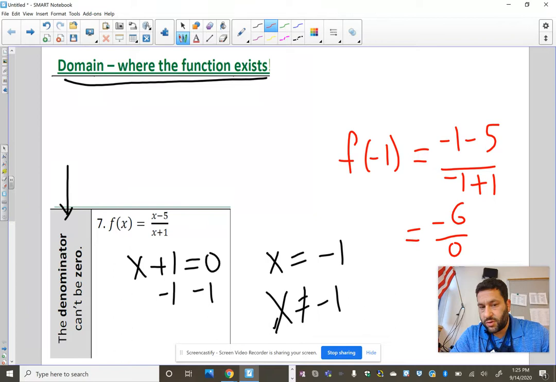So the basic strategy we use is you take your denominator, set it equal to 0, and solve. The values you get are the holes in it, the ones that you can't use.